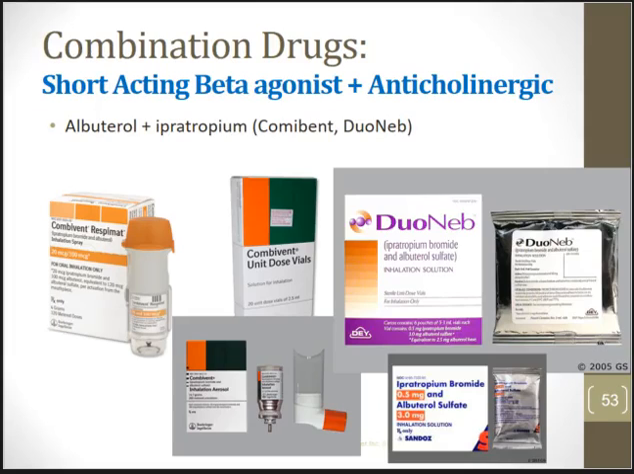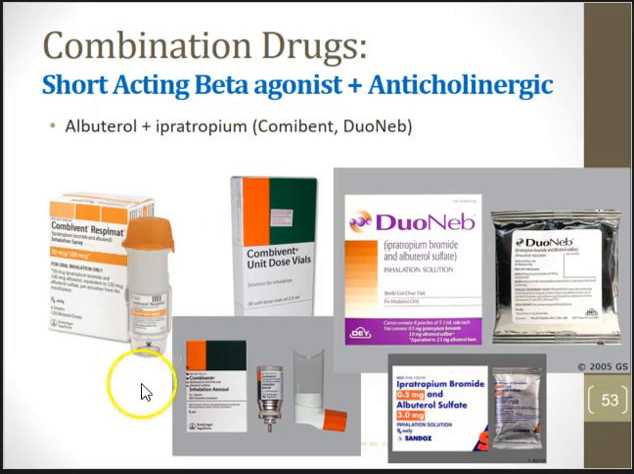Now, just a couple more slides. Combination drugs. So, a short-acting beta agonist with an anticholinergic. How this works is the albuterol kicks in first, and the ipratropium is more of an intermediate. So it takes a little bit of time before it kicks in, but it'll kind of carry once the albuterol starts to wear off. This goes by different names.